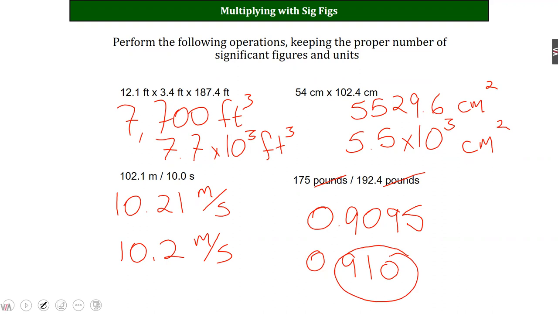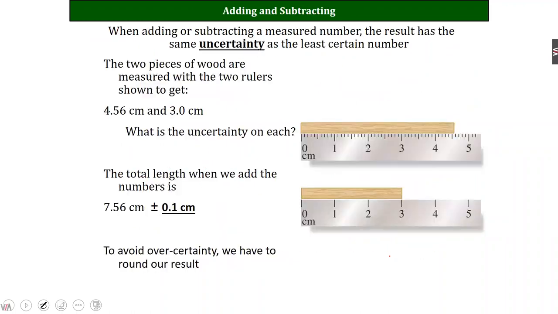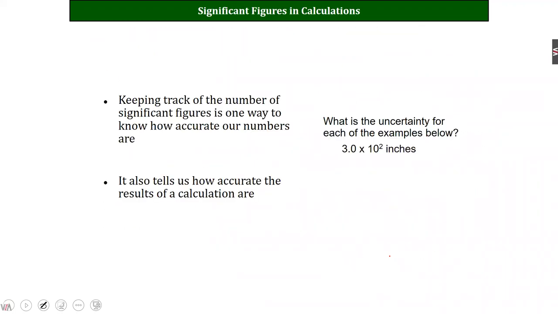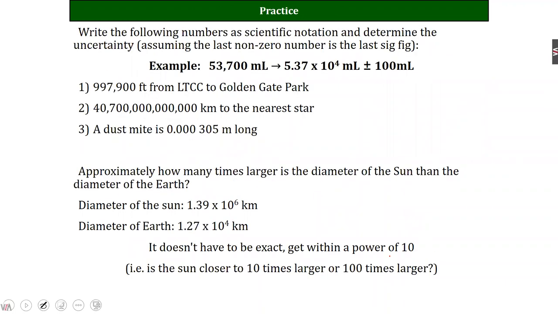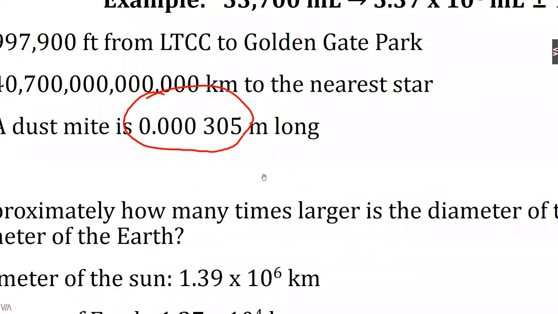And that applies too if we add something like, let me go back to that page with scientific notation. This number right here, a decimite, is 0.000305 meters. How many sig figs is that? Just 3. All of those zeros to the left of the 3 are just there to say where the decimal point goes. They're not measured numbers.